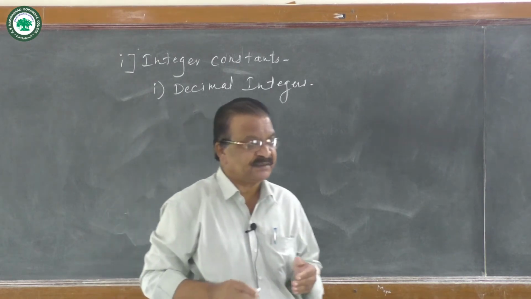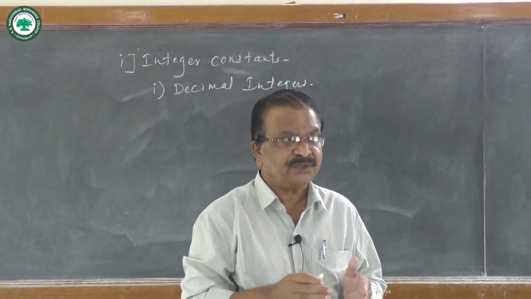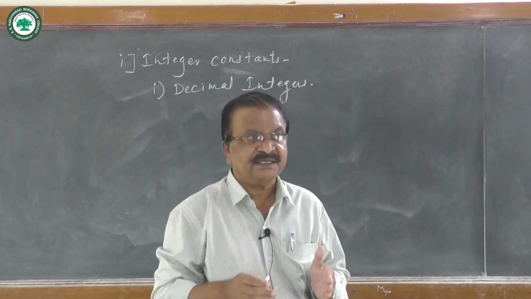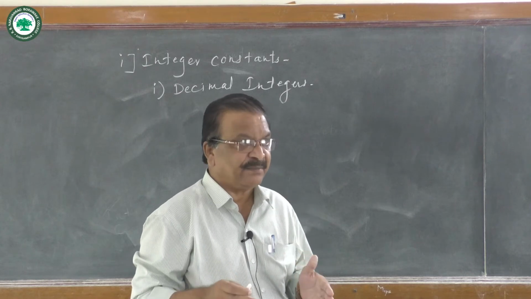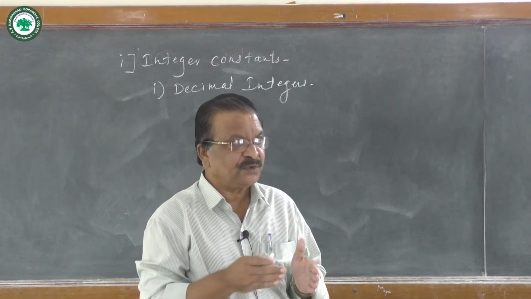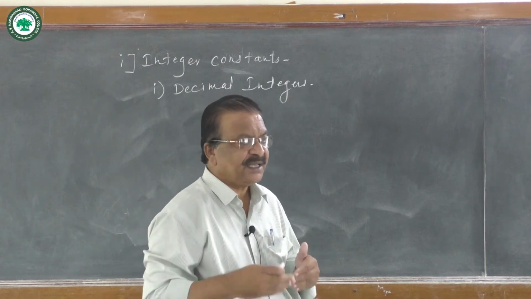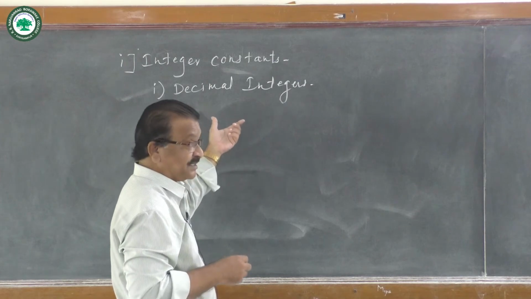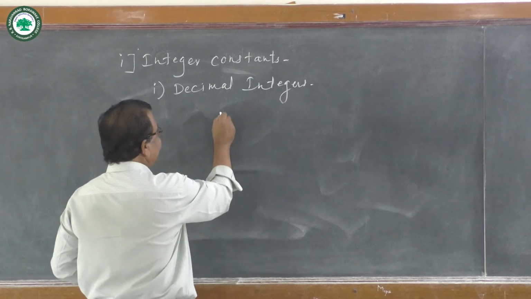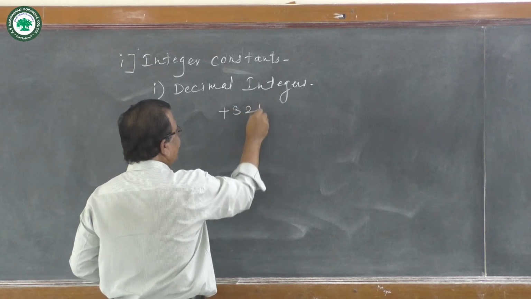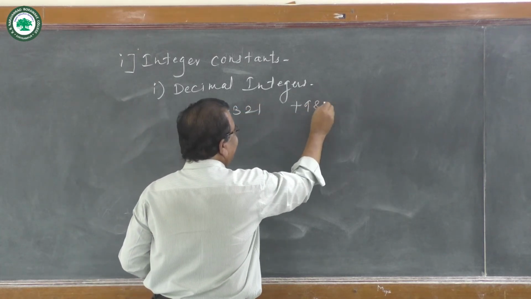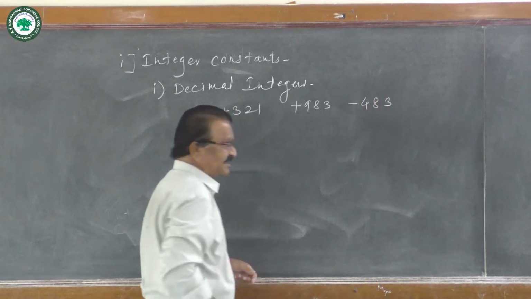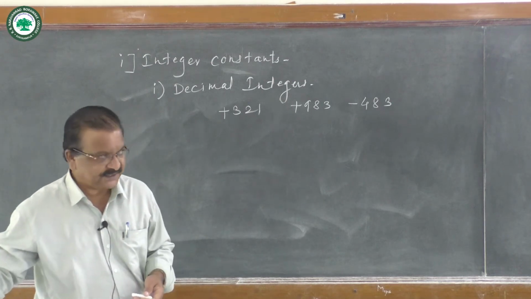sequence of digits or set of digits from 0 to 9 preceded by optional plus or minus sign. These numbers are base 10 numbers since they constitute the set of numbers from 0 to 9 and they are preceded by optional plus or minus sign. These are called decimal integers, base 10 numbers. Examples are plus 321, plus 983, minus 483, etc.